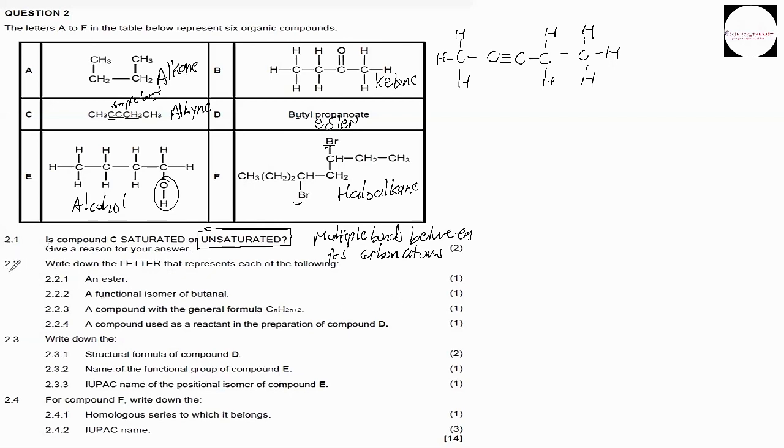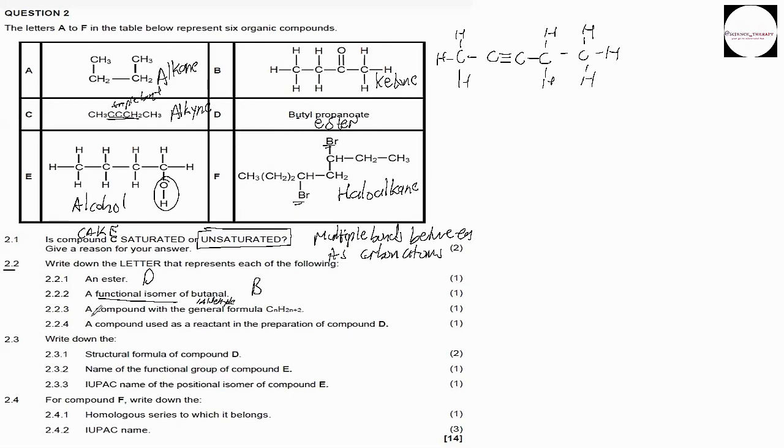Then 2.2 says, write down the letter that represents each of the following, an ester. You see now when we have analyzed, it becomes very simple because we have already analyzed D to be an ester. So we're just going to write D. Then 2.2.2, a functional isomer of butanol. Butanol is a what? It is an aldehyde. But then we know the functional isomer of an aldehyde is what? The ketone, right? So do we have a ketone here? Yes, we do have a ketone at B.